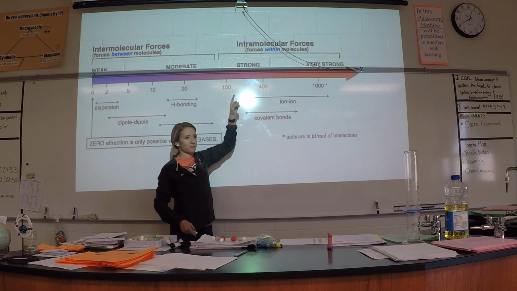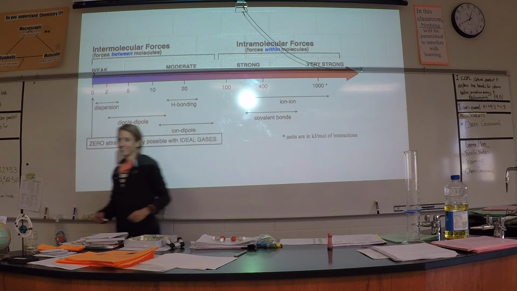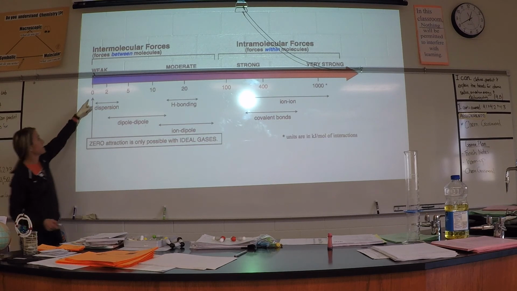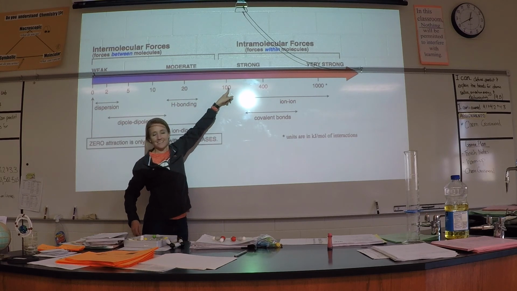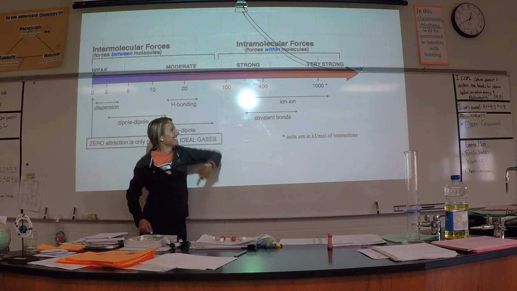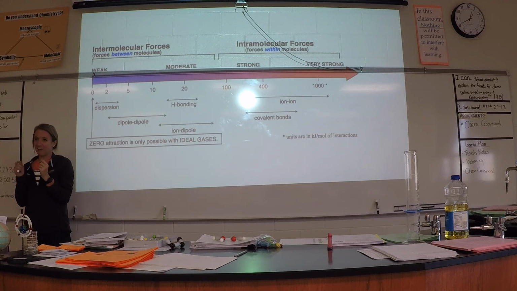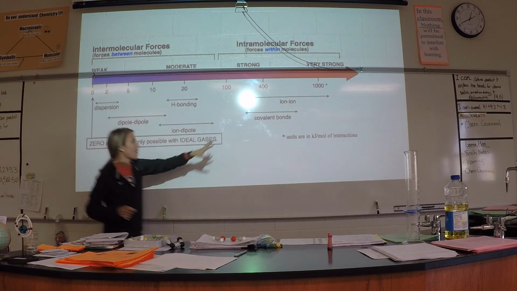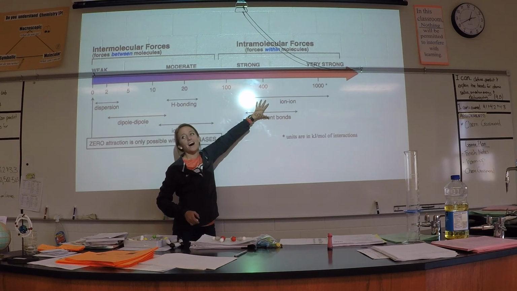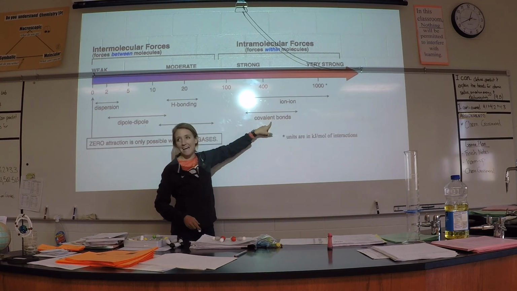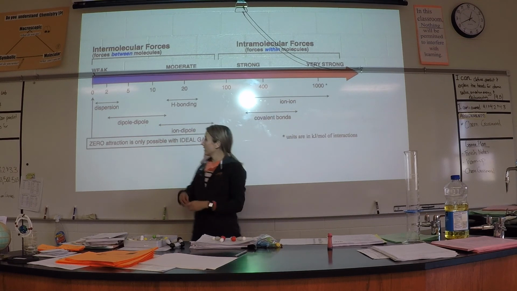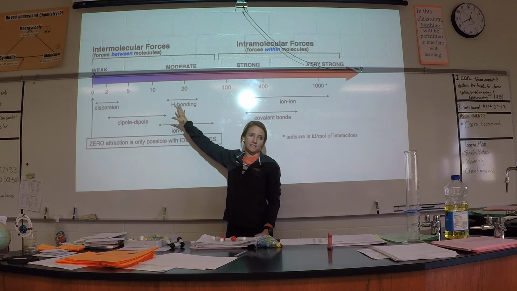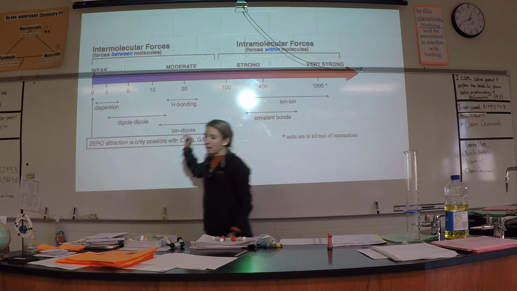Now, the scale is really not balanced if you look at the numbers. Look at the numbers here, ready? It goes 0 to 2, that's to 5, that's to 10, 20, that's 100, 400, 1,000. So don't be deceived by the scale. How much stronger are these? A lot. To break the actual covalent bonds, to break ionic bonds, is a lot more than breaking these intermolecular forces.